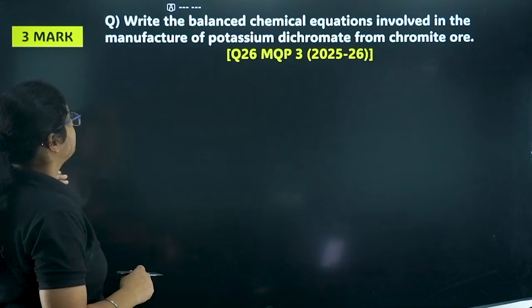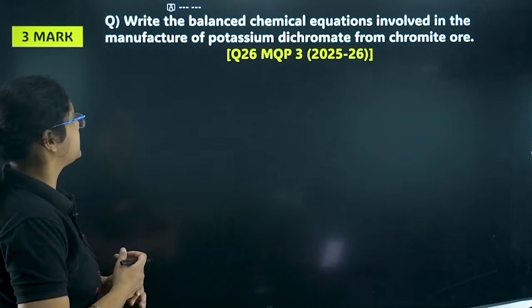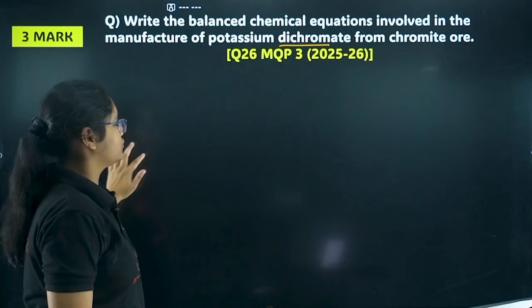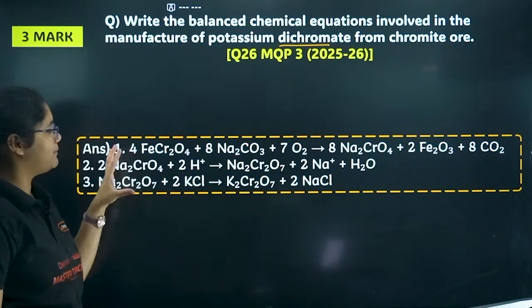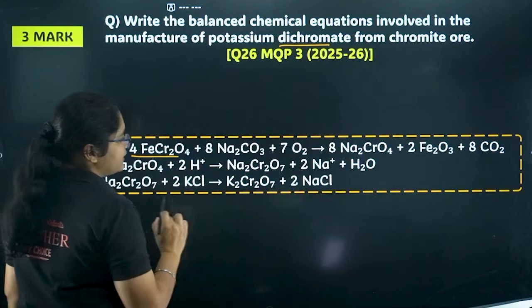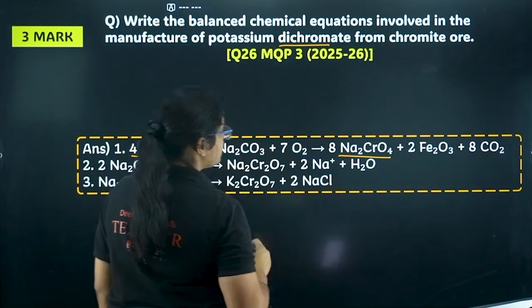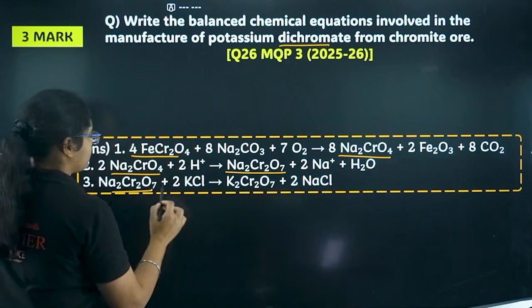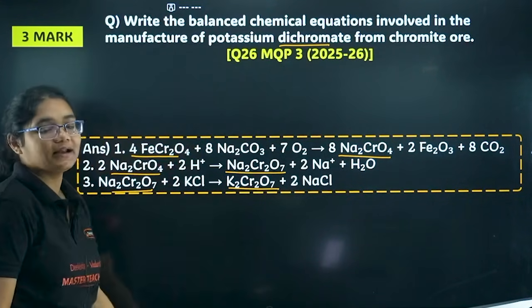Okay. Next, we'll move to: write the balanced chemical equations involved in the preparation of potassium dichromate from chromite ore. So this you have to remember. Please remember, only the balanced equation you should write. So step 1 is iron chromite is converted to sodium chromite. Then sodium chromite is converted to sodium dichromate. Sodium dichromate is converted to potassium dichromate.